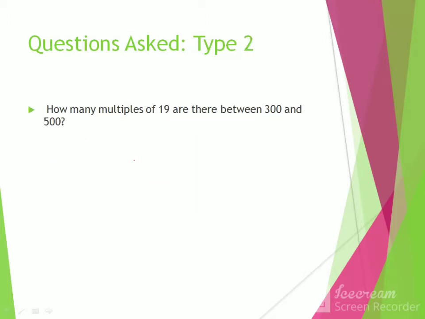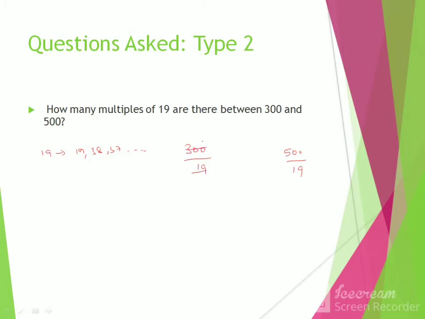So let's see the next type of question: how many multiples of 19 are there between 300 and 500? If we try to list out the multiples of 19, 19, 38, 57, and so on, these numbers are far lesser than 300 and 500. In order to list them out, it will take more time. So let's go with the division method. If we simply divide 300 by 19 and 500 by 19, now this is a prime number. You cannot divide. You need to simply read the table of 19 only.